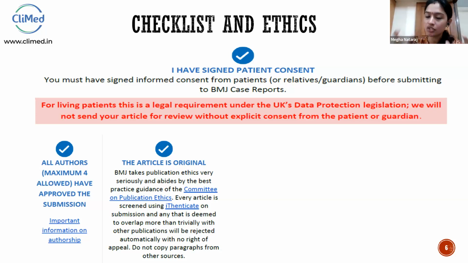So usually the first author is the one who does maximum work, which is almost like 80% of the work, and information about who is a first author is also available in the ICMJE guidelines. For those of you interested, you can go and explore these resources.